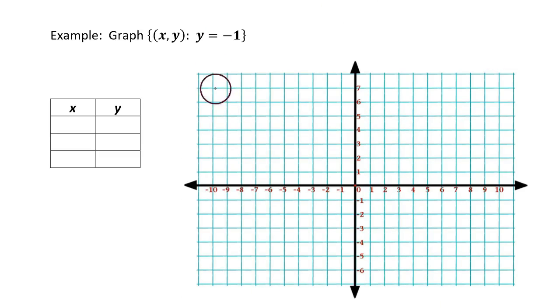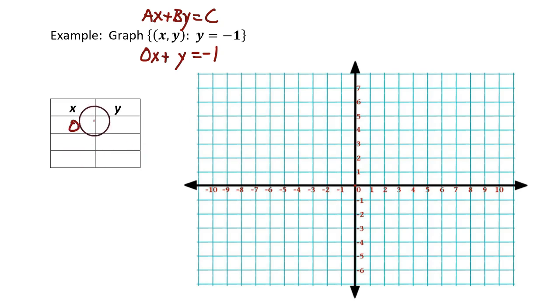One more example. Graph the set of ordered pairs x, y such that y equals negative 1. If it helps, you can rewrite this as 0x plus y, or 1y, equals negative 1. This makes it look more like the ax plus by equals c format that we know will make a straight line. So we are expecting a straight line. Let's find some ordered pairs.